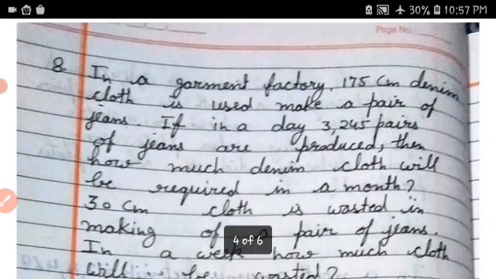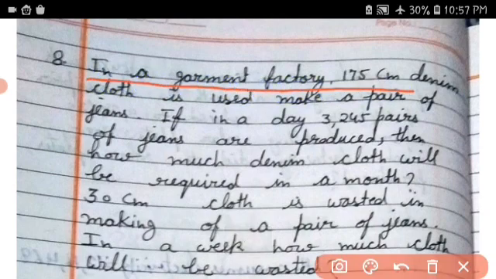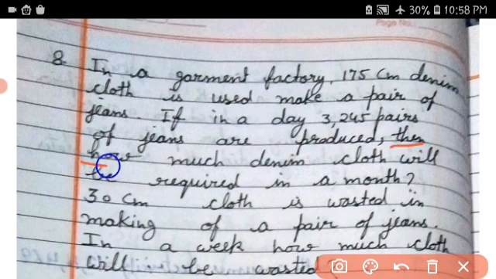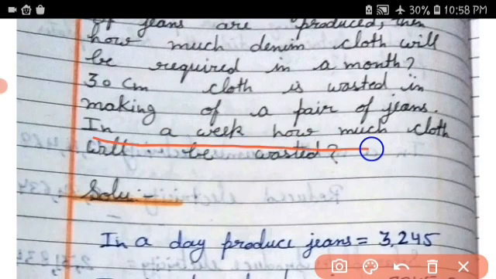Question number 8. In a garment factory, 175 centimeter denim cloth is used to make a pair of jeans. In a day, 3,245 pairs of jeans are produced. Then how much denim cloth will be required in a month? 30 centimeter cloth is wasted in making a pair of jeans. In a week, how much cloth will be wasted?